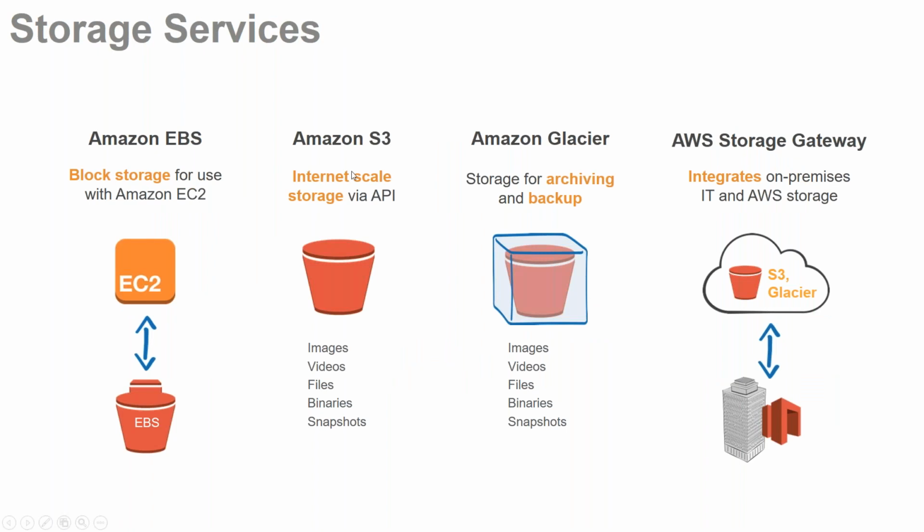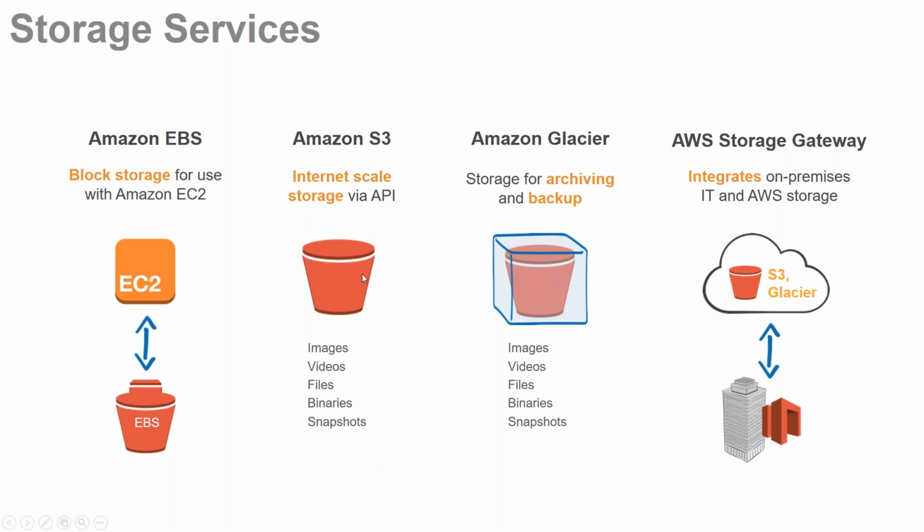Storage services: EBS, Elastic Block Store, is nothing but network attached storage, which you can mount on an EC2 instance and run your VM. You have S3, which is Simple Storage Service, which is the object store. You can put in all the data that you have available, in images, videos, files, backups, snapshots. It's an object store that is accessible via the internet via API.